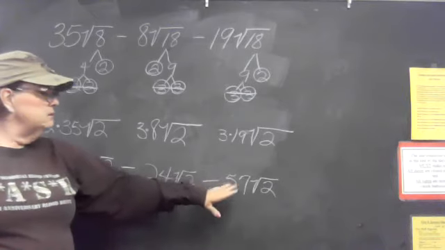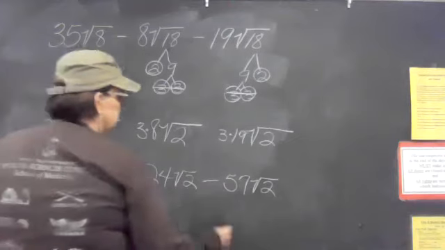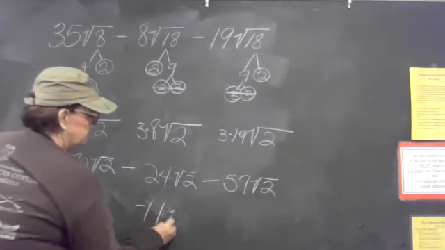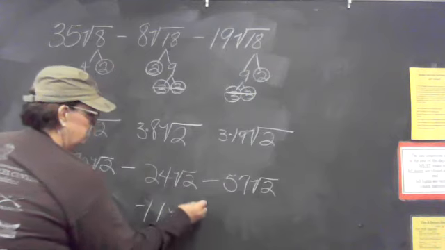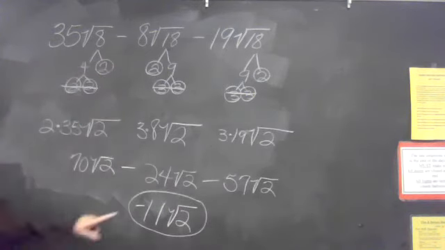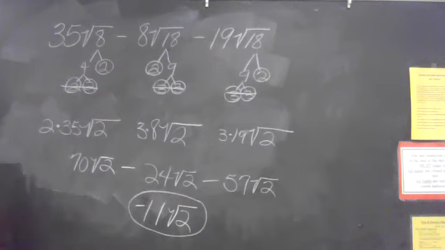46 of them minus 57, probably negative. Please check me. Negative 11 square roots of 2. I can put them all together because they're all square roots and they're all square roots of 2. So they're common terms. I can put all of them together.